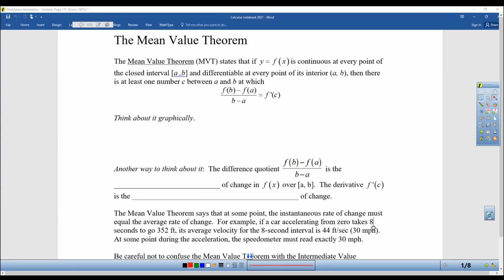Hello, everyone, and welcome to Calculus. Today we'll be studying the mean value theorem.